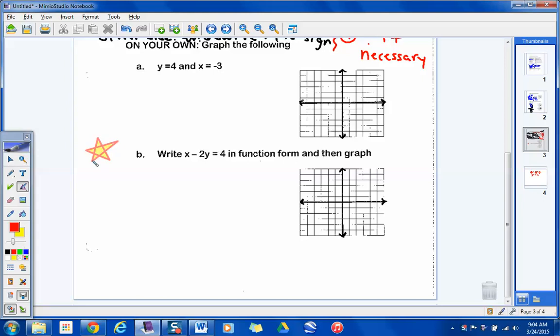Okay, so the directions for part B: we want to take the following equation, x minus 2y equals 4, put that in function form and then do what? Graph. So we're going function form first. What's my first question? Is y positive or negative? So you help me answer that, Candace. Is y positive or negative? It's negative. So what do I need to do? Leave it or rewrite it? Rewrite it.